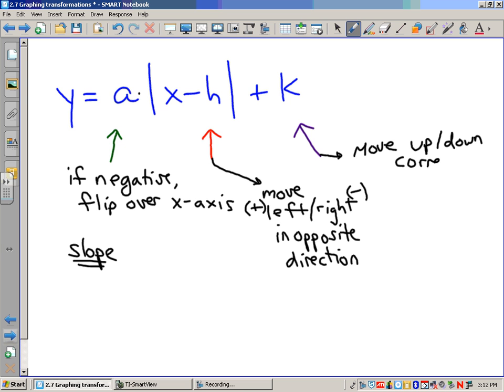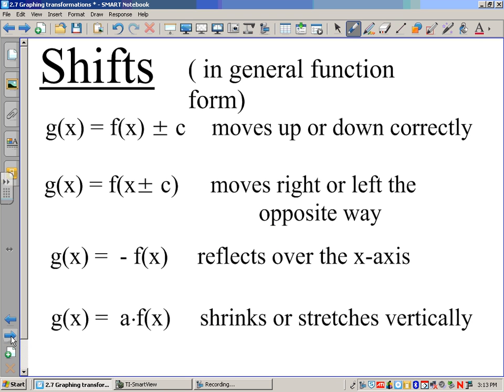So what do I mean by correctly? Plus means up, minus means down. Now, to put this together, in general, what's going to happen for the rest of the year is that these shifts will not change. Whatever function you have, f of x is going to change. If we add or subtract a number, it's going to move it up and down correctly. Up is plus, down is minus.